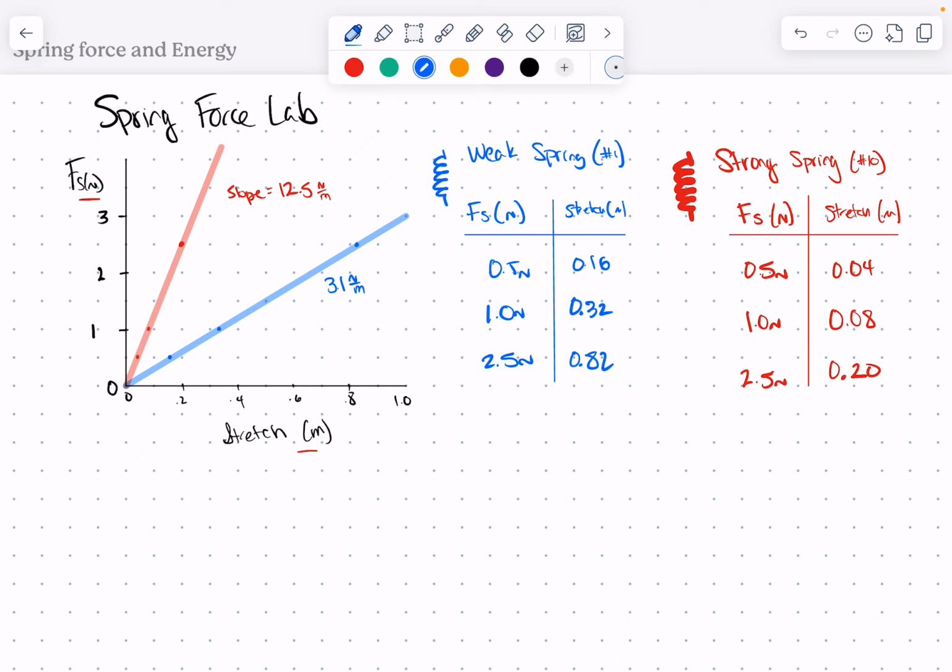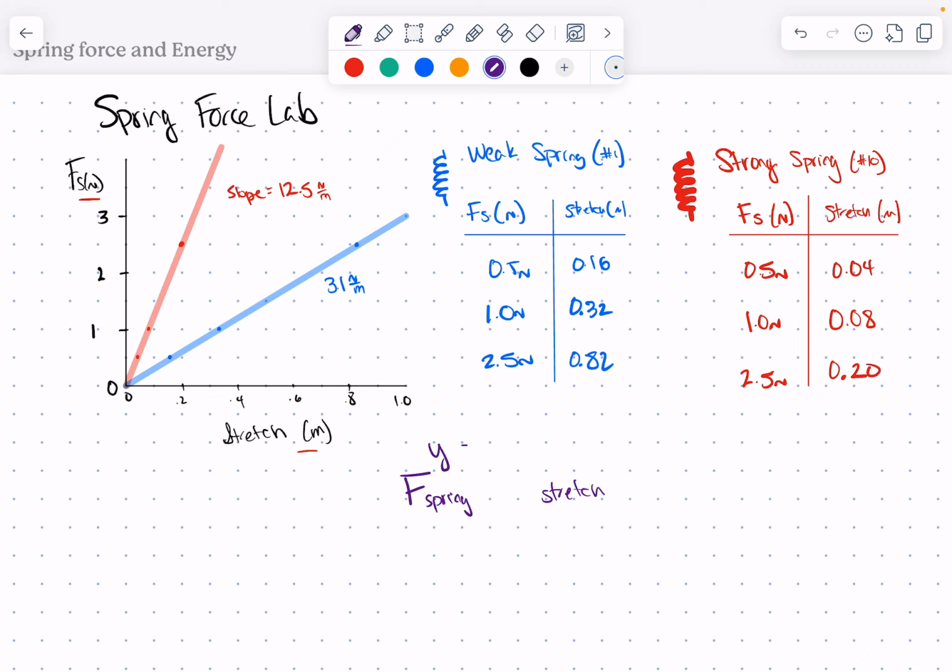So now, first of all, one of the things that you should notice, now we only had 3 data points, but you do notice that these are going to be linear. The relationship between the force that the spring exerts and the amount of stretch. And because this is linear, we can actually write this as an equation.